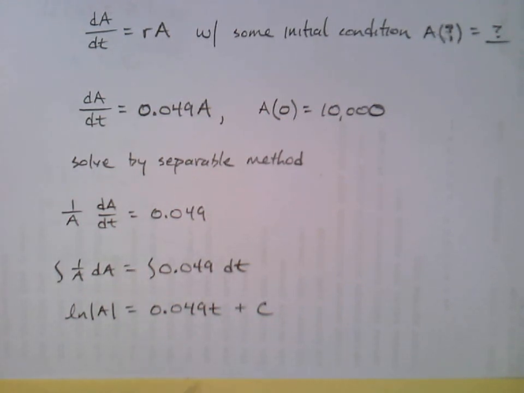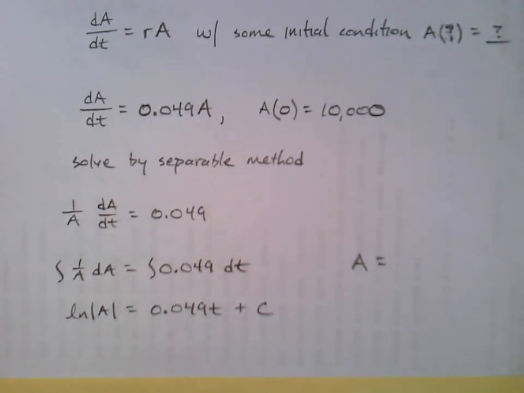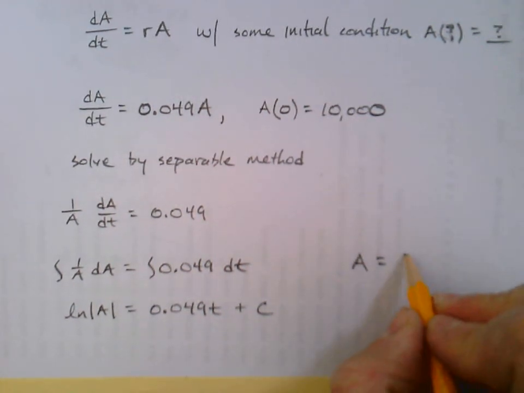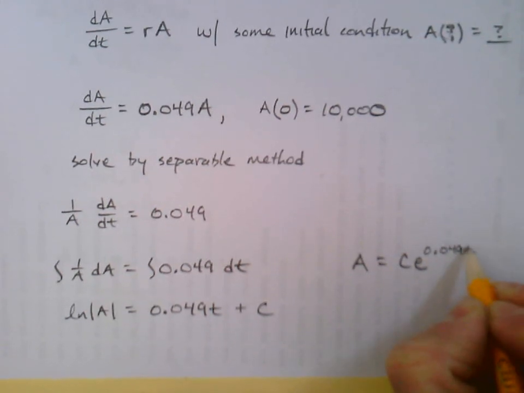And it might remind you of that formula that you learned back in algebra. You know what? Now that we think about it, I'm just going to write it out here. We would apply an e to both sides to isolate the a, and it would turn out to be c e to the 0.049 t.